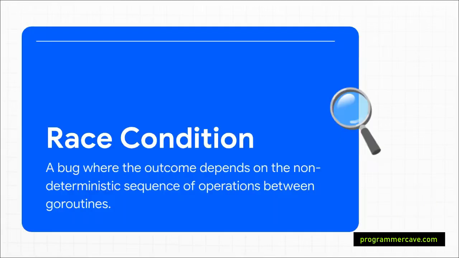And this leads us to our first major villain, the race condition. This is that classic, infuriating bug where your tests could pass 99 times in a row, but on that 100th run, two Go routines just happen to access the same piece of memory in a different order, and boom, the whole thing falls apart. It's a bug that literally depends on a race, and you can't predict the winner.